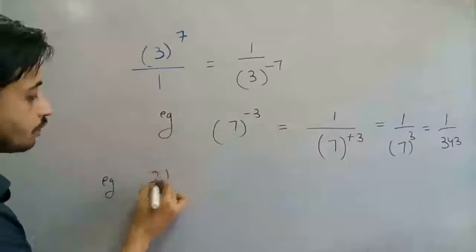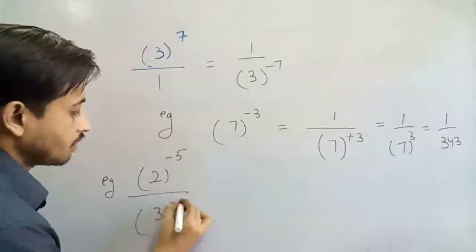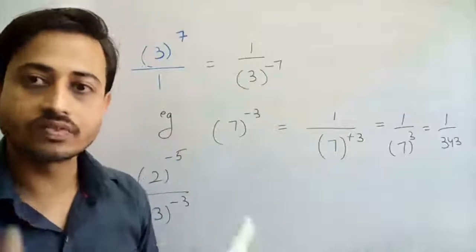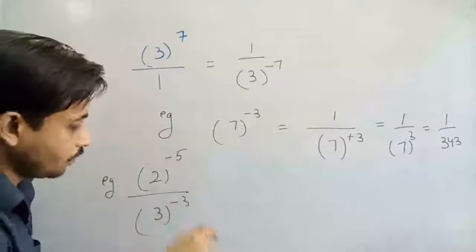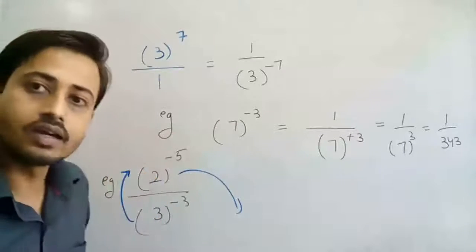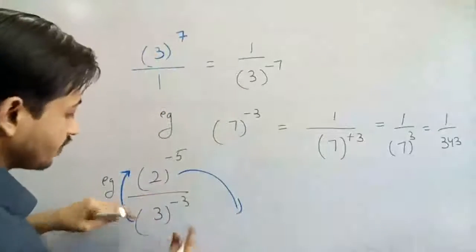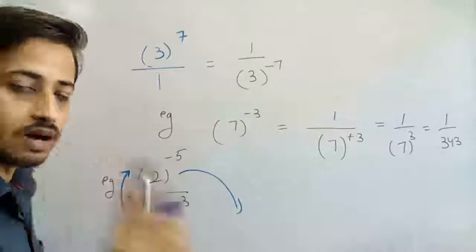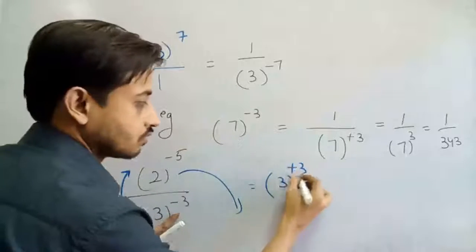If I have 2 raised to the power minus 5 and 3 raised to the power minus 3, and you want to make all the exponents positive, how can we move them? If we move this term from the numerator to the denominator, and this one to the numerator, then the power becomes positive. If I take this term to the numerator, only the sign of the power changes. So this is 3 raised to the power, here the power is negative, this becomes positive.